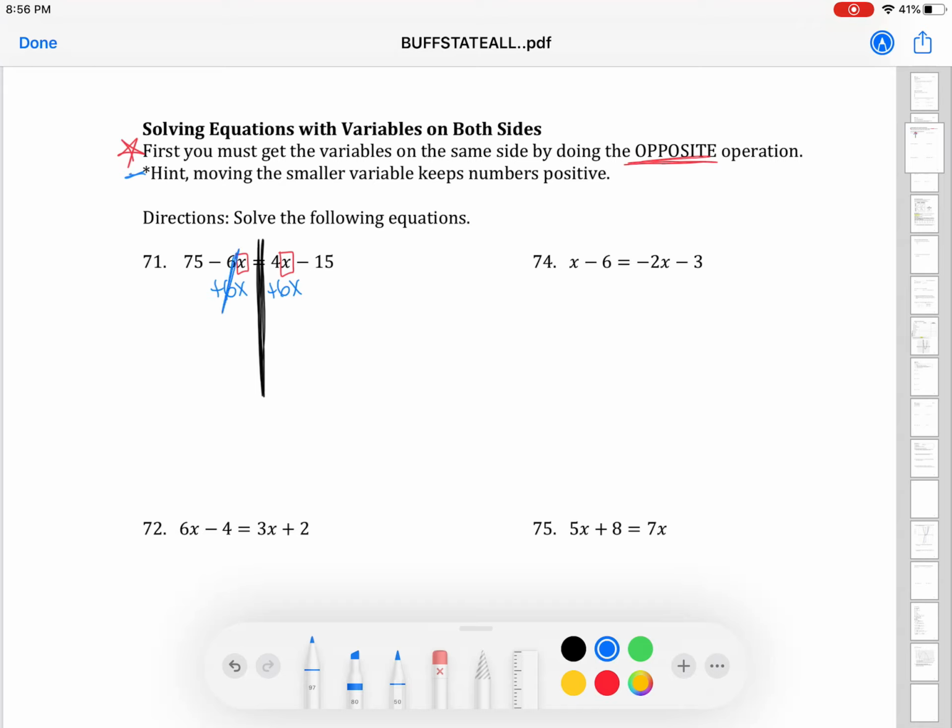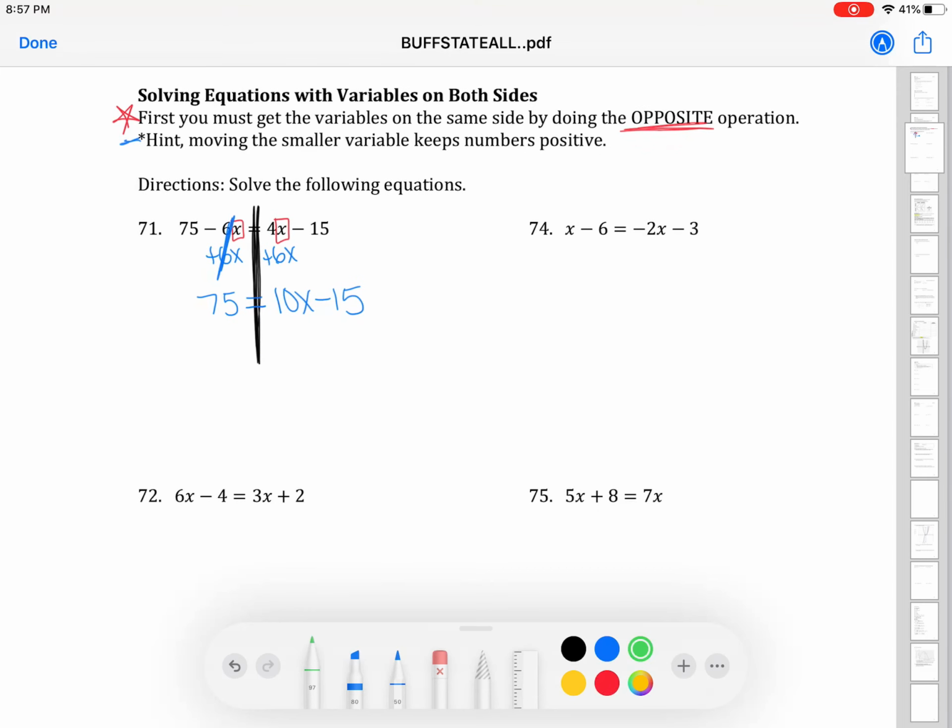Sorry about that. So to get rid of that negative 6x, I'm going to do the opposite of minus and add 6x to both sides. So these are going to completely cancel out because they're opposites of each other. A negative 6x, when I add 6x to it, will completely cancel out. So I have 75 remaining on the left side. My equal sign comes down, and 4x plus 6x is 10x, and my minus 15 comes down.